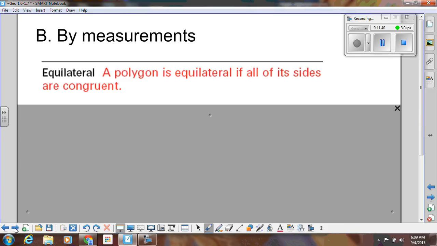Now we can also classify polygons with their measurements. So you could have an equilateral triangle or an equilateral polygon, and that just means it has all of its sides congruent. So for example, if I was talking about an equilateral triangle, I would want to show that all of those sides are congruent, especially with my horribly drawn triangle. I'm going to mark that with congruent sides. That way you know that that's supposed to be 3 congruent sides.